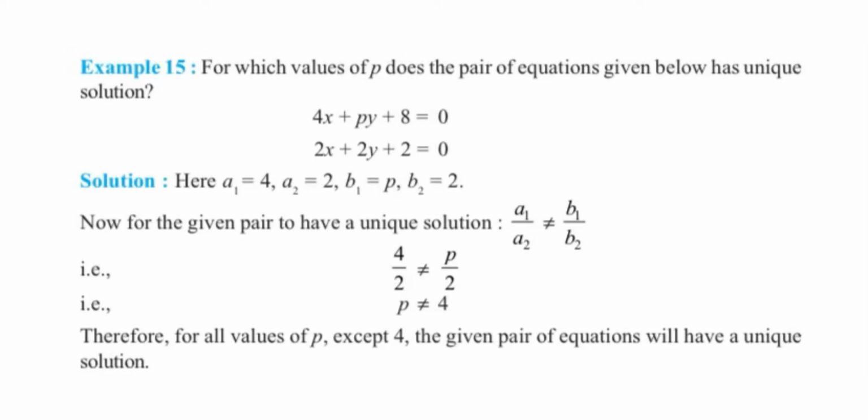On comparing with the standard form, we will get a1 is equal to 4, a2 is equal to 2, b1 is equal to p and b2 is equal to 2. Now, substituting the values in the condition, we will get 4 by 2 is not equal to p by 2. On cross multiplying, we get 2p is not equal to 8, which means that p is not equal to 4. Therefore, for all values of p except 4, the given pair of equations will have a unique solution.